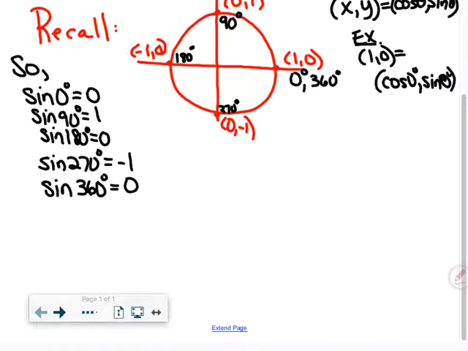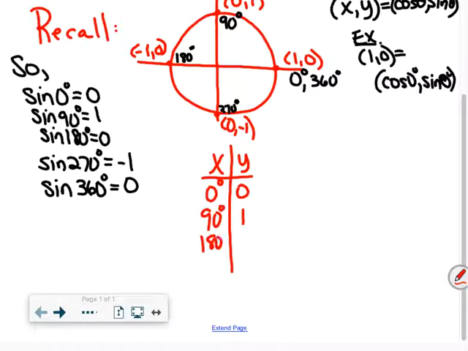All right, now what I'm going to do is look at this as if it's x and y's now, but with 0 degrees has an output of 0. If I put in 90 degrees, it's a 1. 180 degrees is 0. 270 degrees is negative 1. And 360 degrees is 0.